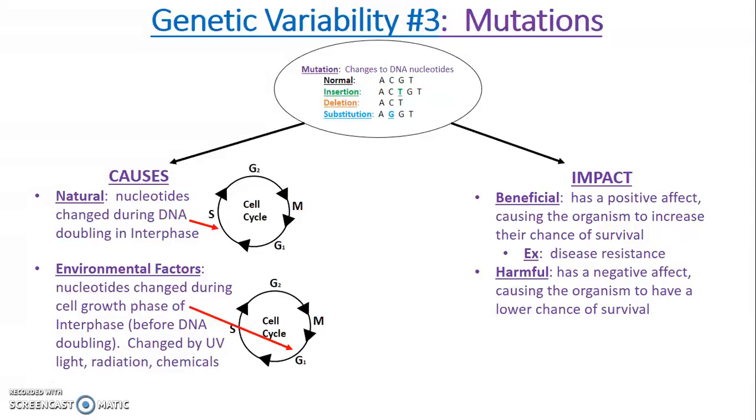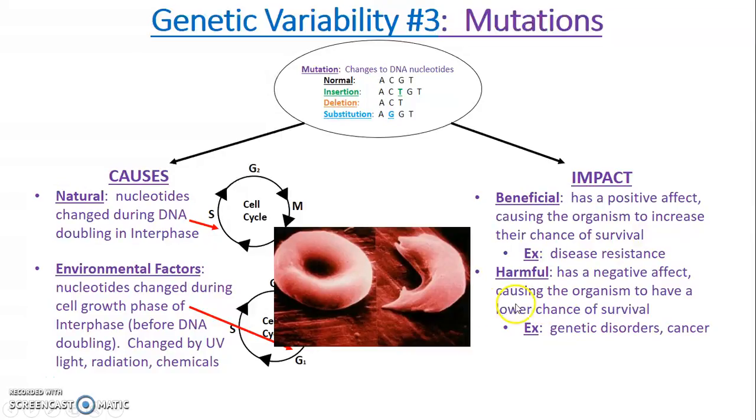Some mutations can be harmful, meaning it's a negative effect, and it could cause the organism to have a lower chance of survival. These are things like genetic disorders and cancer. One genetic disorder is called sickle cell anemia. Sickle cell anemia is a disorder where your red blood cells no longer look like nice fat red blood cells. Instead, they're this C shape, this sickle shape. People who have sickle cell anemia have a higher chance of blood disorders and heart disorders because these sickle cells can get caught up together and cause blockages in their blood arteries and veins.